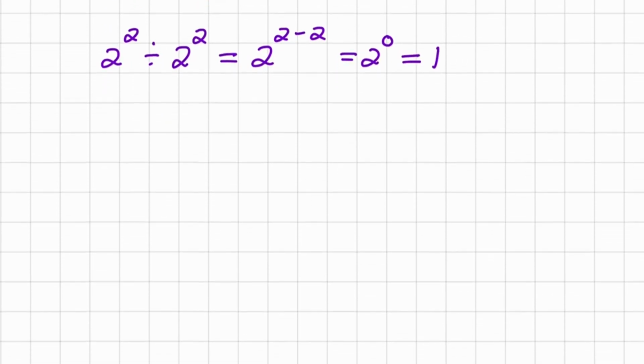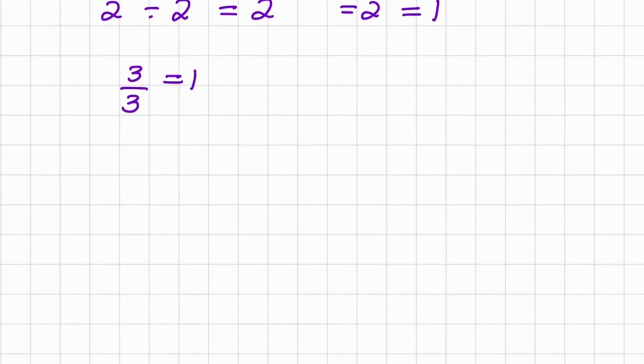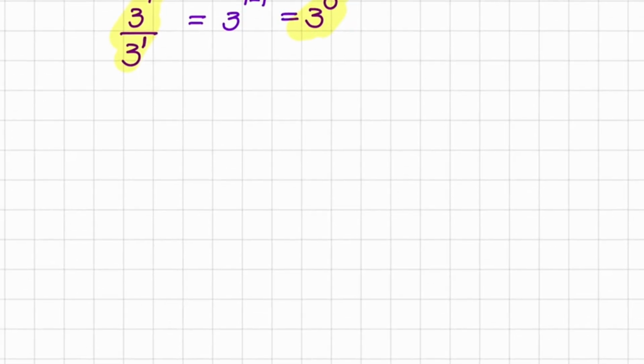So any number divided by itself, let's say for example, 3 divided by 3 is equal to 1. But in terms of exponents, 3 divided by 3 can be written as 3 to the power of 1 divided by 3 to the power of 1. And if I apply the law of exponents, this is 3 to the power of 1 minus 1, which becomes 3 to the power of 0. So we can see that 3 divided by 3 is equal to 1, and also that 3 divided by 3 is equal to 3 to the power of 0. So that is why anything that you raise to the power of 0 would be equal to 1.